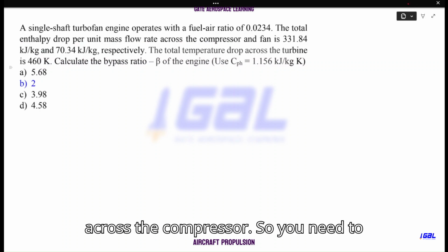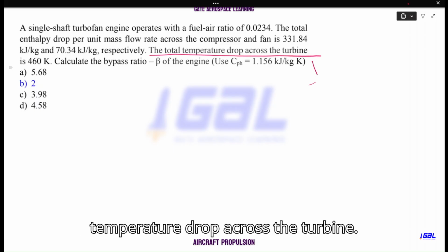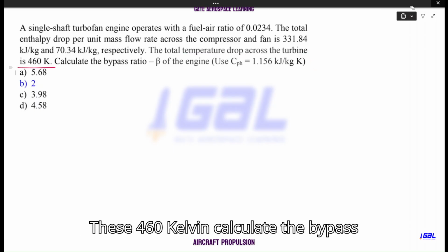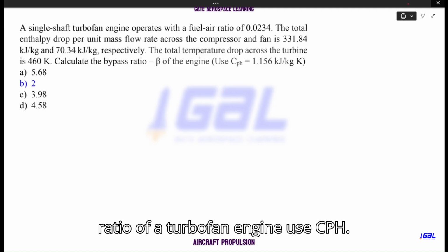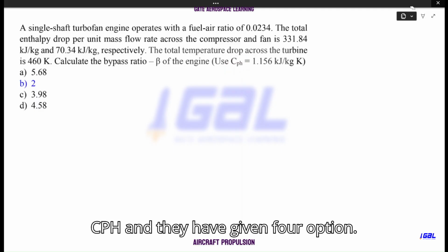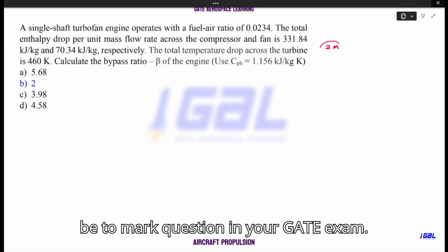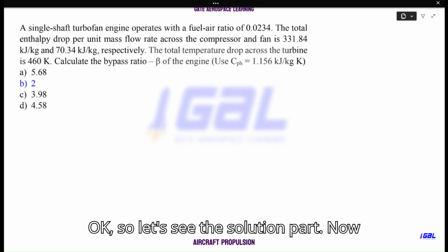Respectively fan and compressor, the total temperature drop across the turbine is 460 Kelvin. Calculate the bypass ratio of a turbofan engine. Use CPH. We'll also see what is the CPH, and they have given 4 options. So this is the question, and this can be a 2-mark question in your GATE exam. So let's see the solution part.